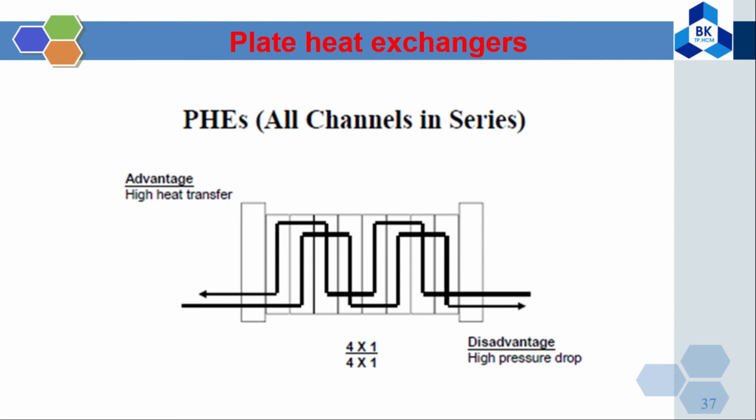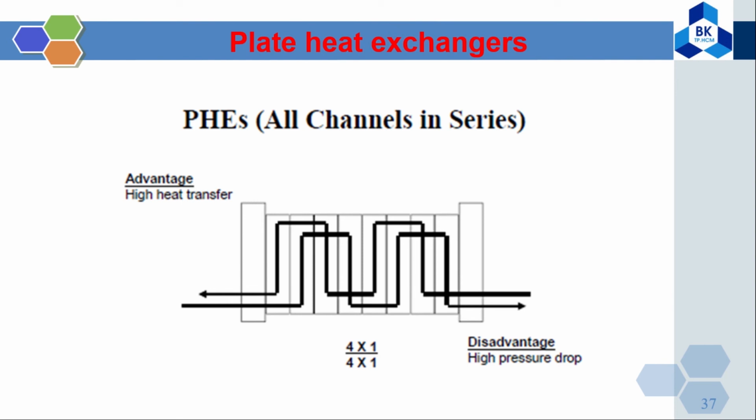Or instead of putting them in parallel, they can put them in series. Look at the picture here. There are 4 plates and they put them in series. So the advantage of the plate heat exchanger in series is the high heat exchange, but the disadvantage is the high pressure drop.